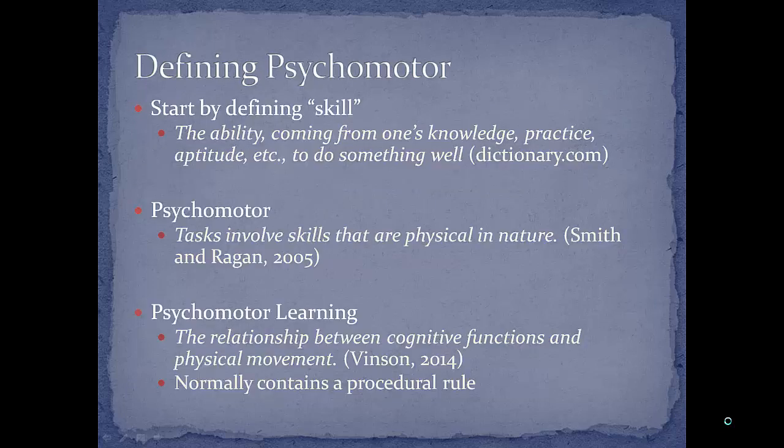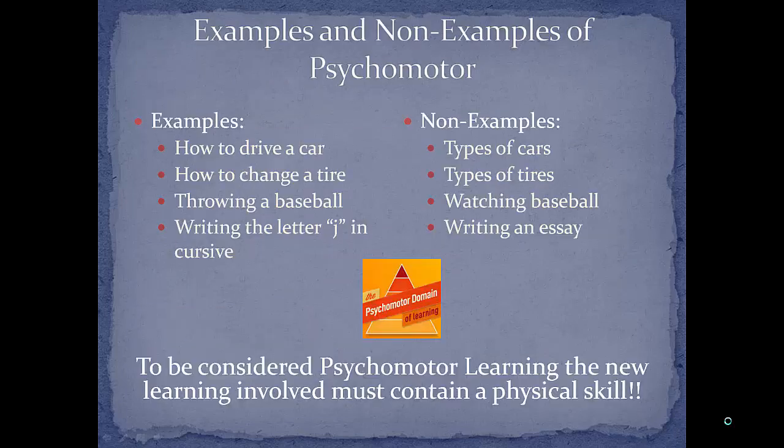So defining psychomotor, we'll start by defining skill, which is the ability coming from one's knowledge, practice, aptitude, etc. to do something well. Psychomotor tasks involve skills that are physical in nature. Psychomotor learning, the relationship between cognitive functions and physical movement, normally contains a procedural rule. Examples and non-examples of psychomotor.